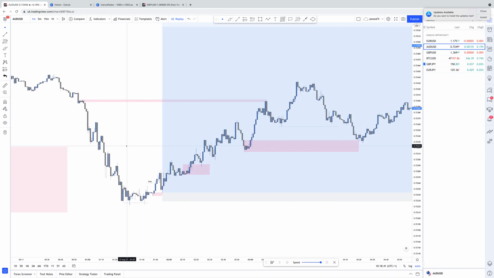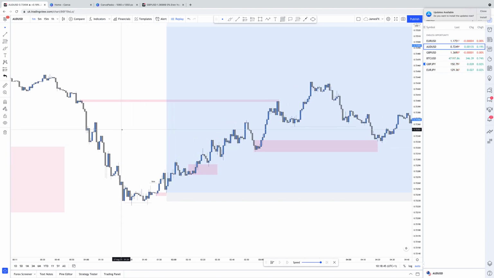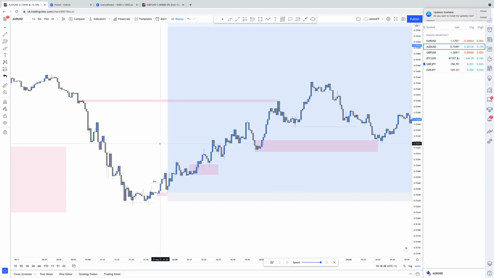So any scaling trades or trades that you want to be looking to wait for, you have one. Don't know why I said it like that.